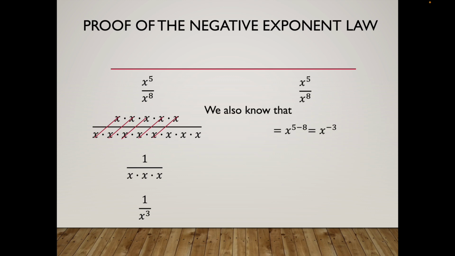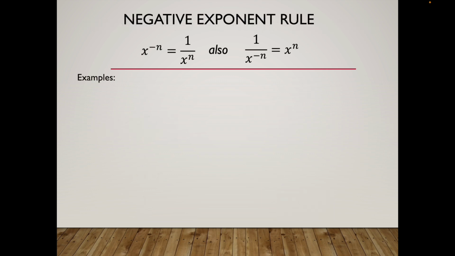However, if we use the actual exponent law, where when you are dividing two of the same base, you subtract the exponents, you know that you would do x to the power of 5 minus 8, which gives you x to the negative 3. And although this is the correct answer, we use the negative exponent law to show that 1 over x to the 3 is the same thing as x to the negative 3. Therefore, the negative exponent rule is that x to the negative n equals 1 over x to the n, or also 1 over x to the negative n is equal to x to the n.